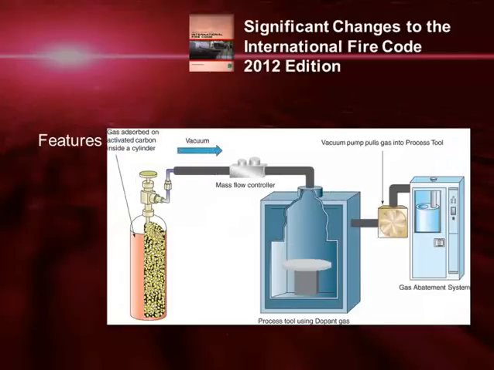The Significant Changes to the 2012 IFC is also heavily illustrated with detailed drawings and photographs that illustrate either compliant or non-compliant designs based upon the particular code change that's being analyzed. In this slide, you're seeing a graphic illustrating the proper design of a Type 1 subatmospheric gas system, which is going to be found in a semiconductor fabrication facility. New requirements were added to Chapter 27 in the 2012 IFC for these types of gas storage and delivery systems, which are commonly used in semiconductor manufacturing processes.